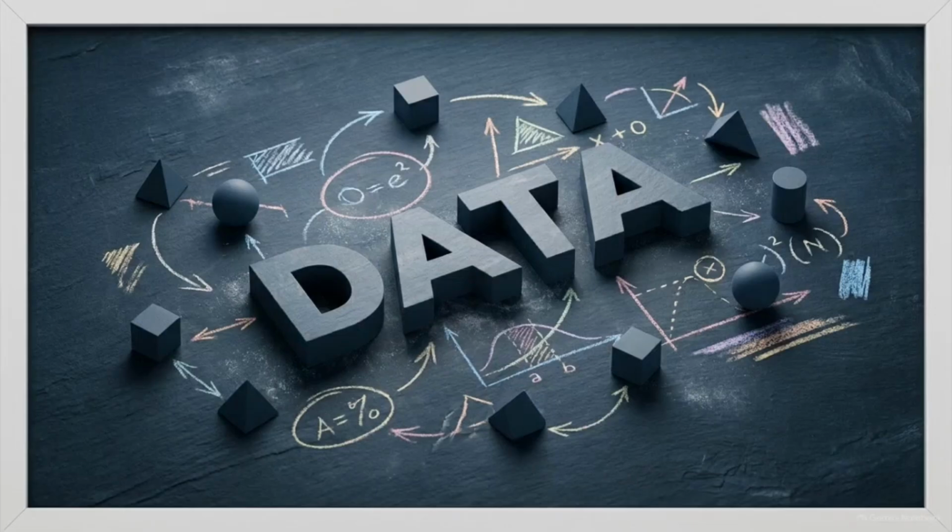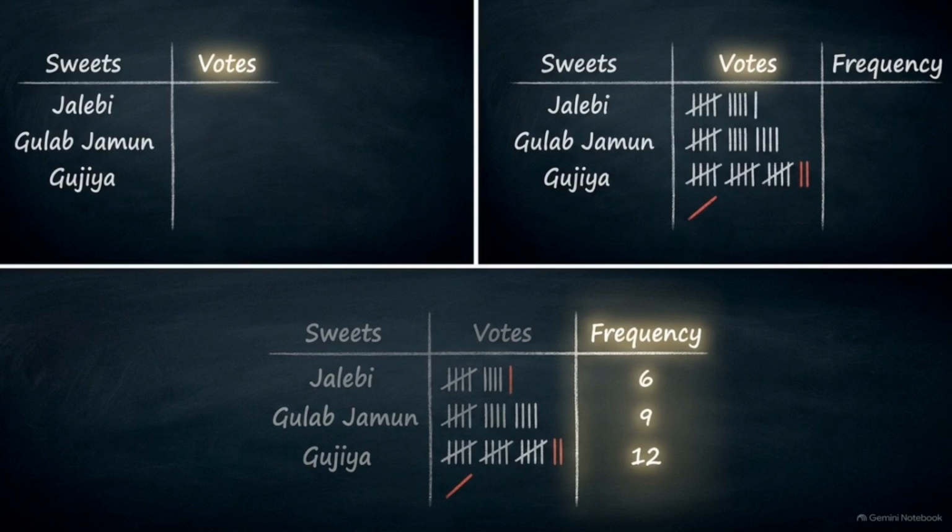We start with a clear definition. Any collection of facts, numbers, or observations is called data. This table shows a layout for organizing a data set of students' favorite sweets. We start with a simple two-column format. On the left, we list the categories: jalebi, gulab jamun, and gujia. On the right, we track the votes.